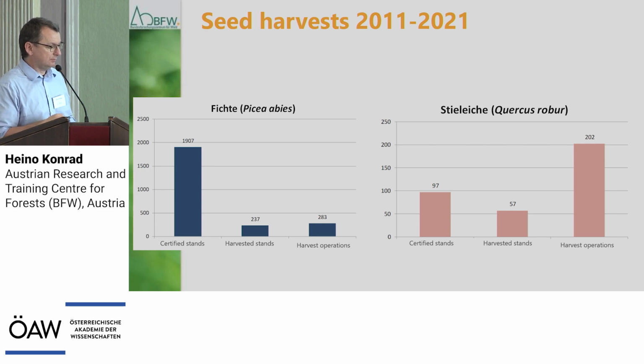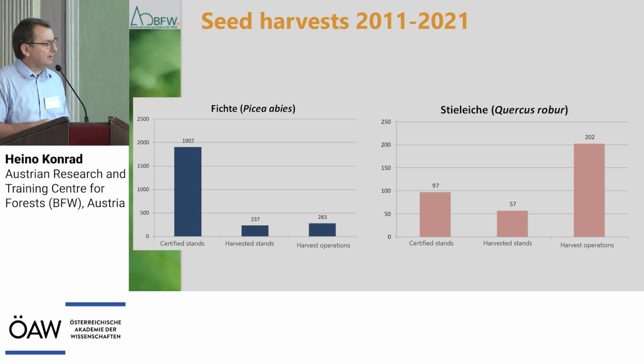What's also interesting to show is how often the seed stands have been harvested. This varies among species as well. So we have about 2,000 stands of Norway spruce, but actually only 240 have been harvested during the last 10 years, in 280 harvest operations. So this means each stand has only been harvested once.